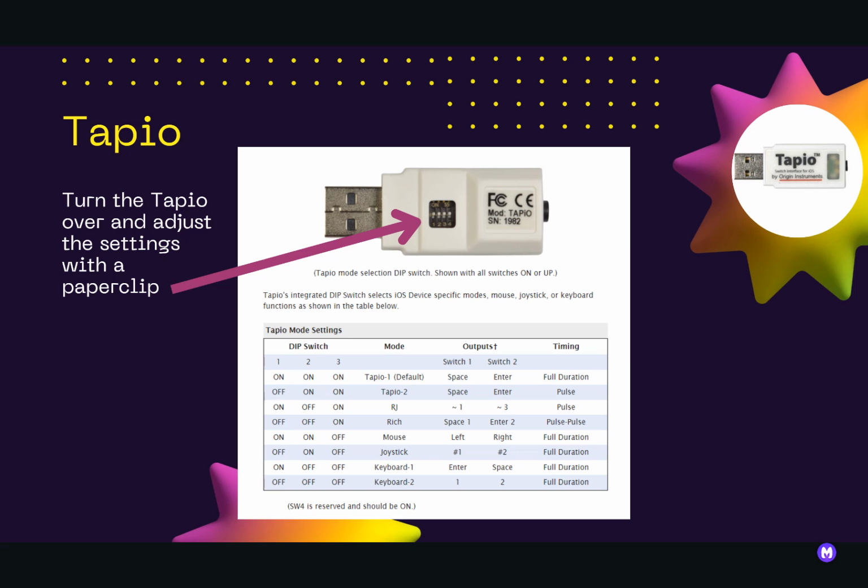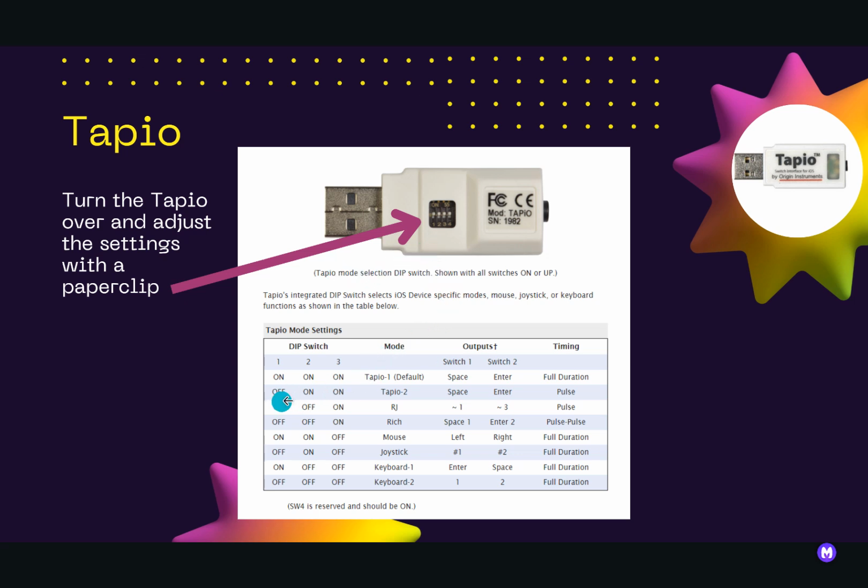Now, believe it or not, the little Tapio switch interface does have some adjustable settings. If you turn it over on the back, there are some tiny little switches that you can turn on or off. So on is up and off is down. And using just a paper clip, you can adjust those.